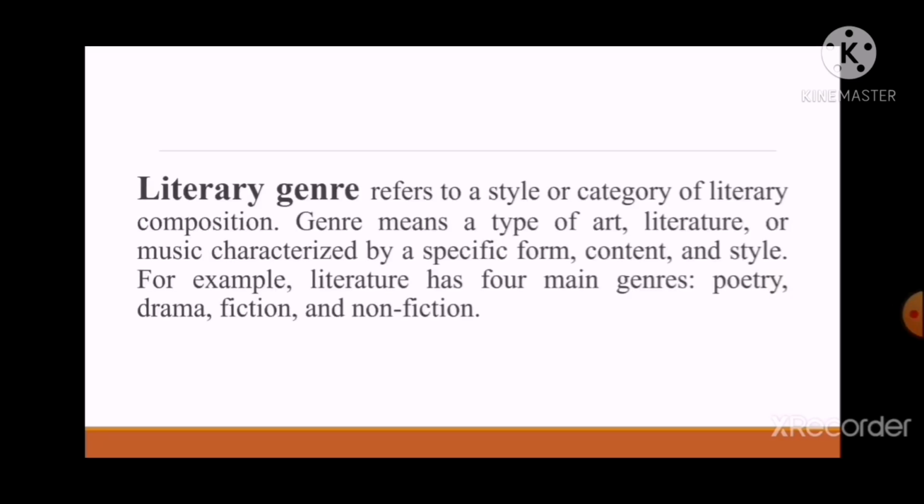Now let us familiarize ourselves with the important keynotes of the topic. Literary genre. Literary genre refers to a style or category of literary composition. Genre means a type of art, literature, or music characterized by a specific form, content, and style. For example, literature has four main genres: poetry, drama, fiction, and non-fiction.